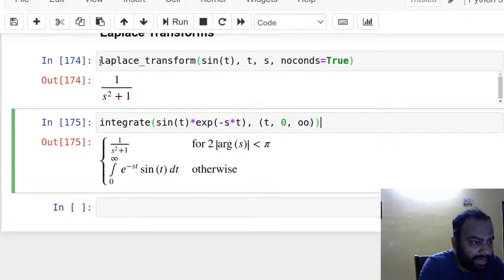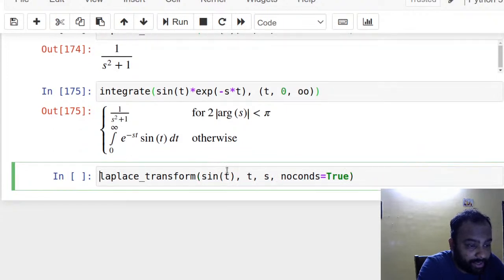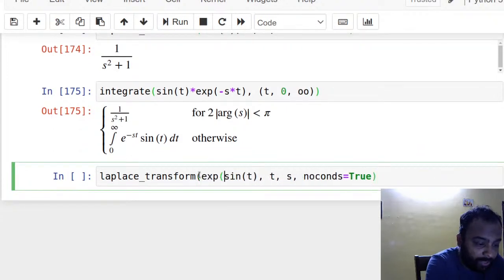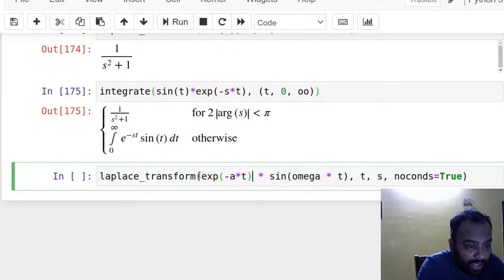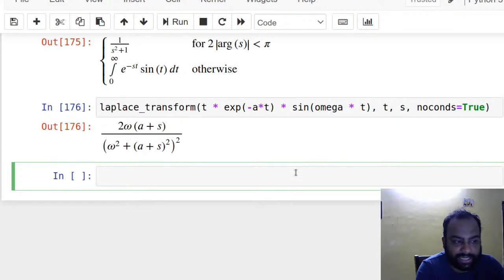All right, so let's do a few more Laplace transforms. Let's see, what about, say, e to the power minus a times t times sine omega t? And while we are at it, let's multiply a t with this, who knows. So we are calculating the Laplace transform of t e to the power minus at sine omega t. This will take a second, and that's the answer. I did write omega, and it did write omega for me.